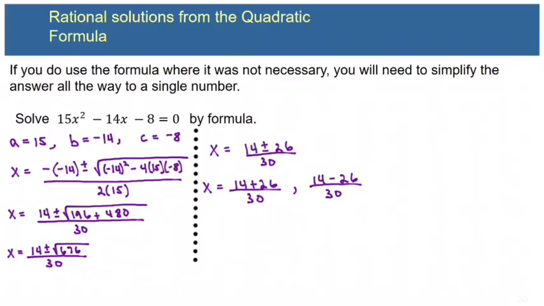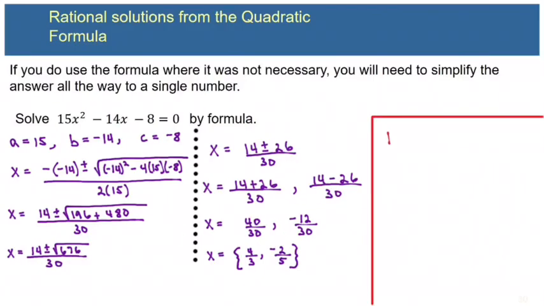14 plus 26 is 40, and 40 over 30 is going to simplify to 4/3. 14 minus 26 is going to be negative 12. So this one is negative 12 over 30, and that will simplify to negative 2 over 5. So our two solutions ended up being 4/3 and negative 2/5. Okay, so now see how much simplifying work we had to do? Not only did these numbers get really large, but we had to simplify that radical, and then at the end we had to simplify two fractions.